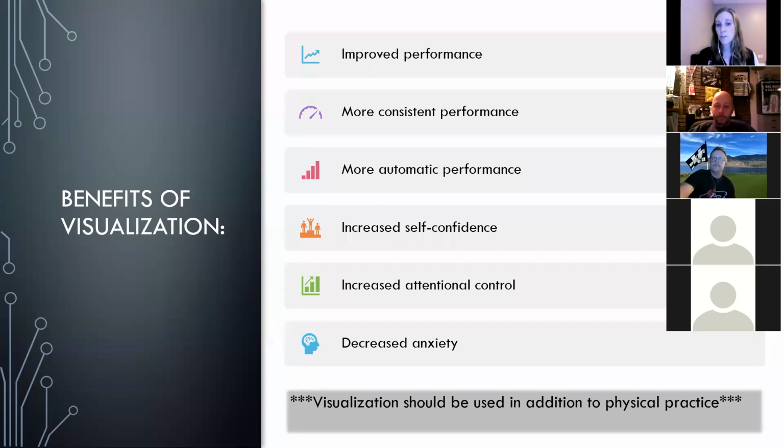Danny talked about attentional control. So instead of thinking, okay, I don't want to hit it here, I don't want to hit it here, I'm going to focus in on my target, focus in on what I want to do. That focus is such a key point. Especially if you feel like your mind's wandering ahead of your shot, visualization can be a really good way to bring it back to what you're doing and what you want to be doing.